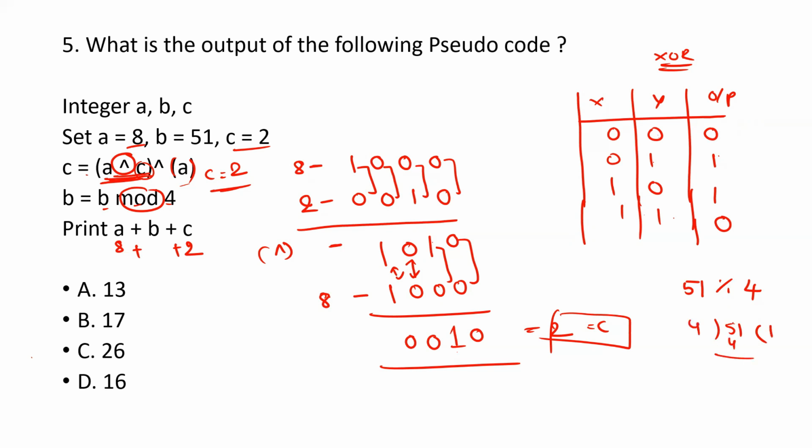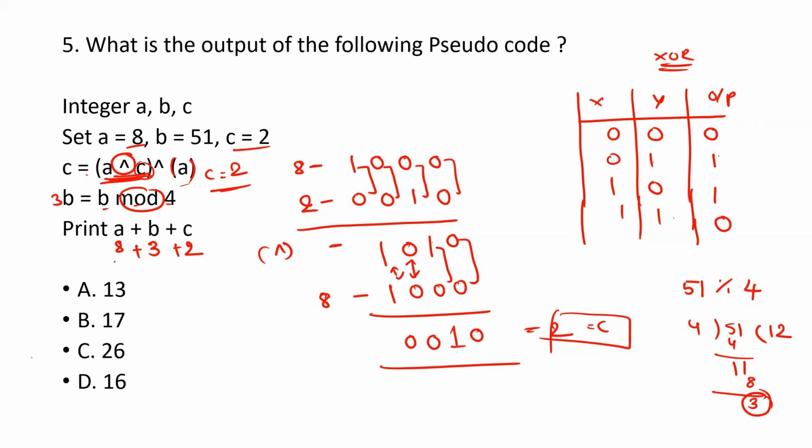4 ones are 4, 5 minus 4 is 1, and this is 1. This is 4 twos are 8, and 11 minus 8 will be 3. So 3 is the remainder. So that 3 will now be stored in B. So now the value of B will be 3.